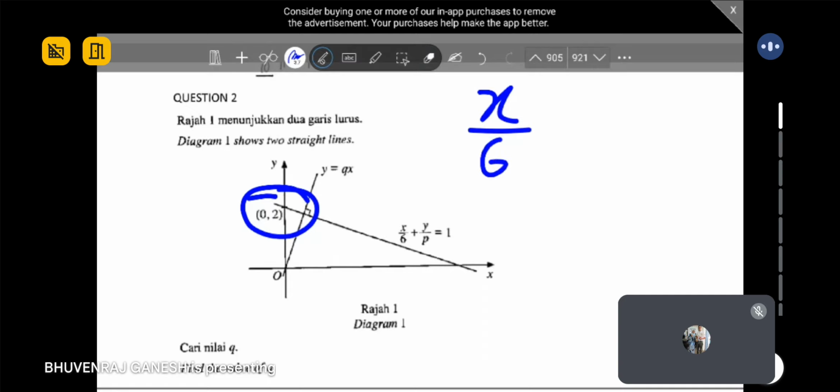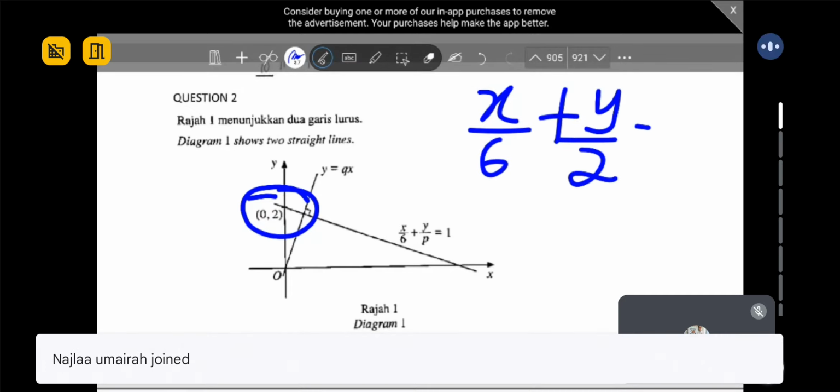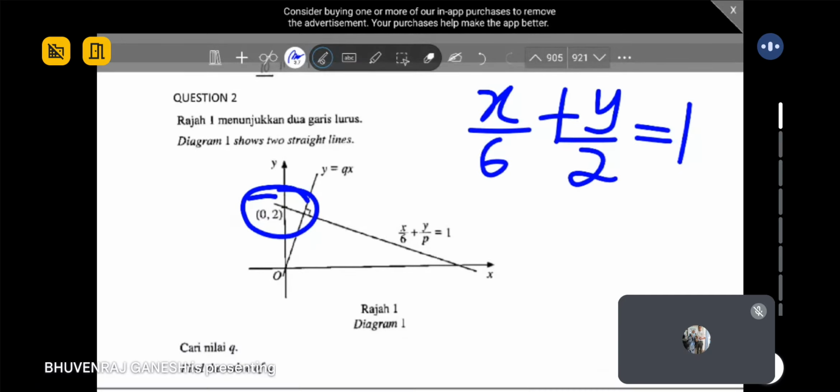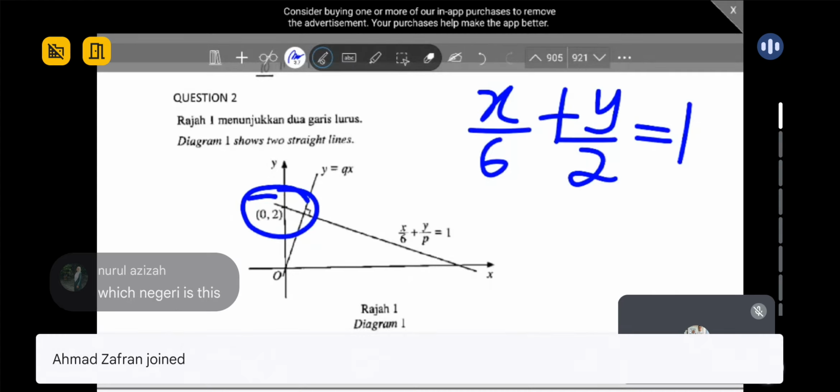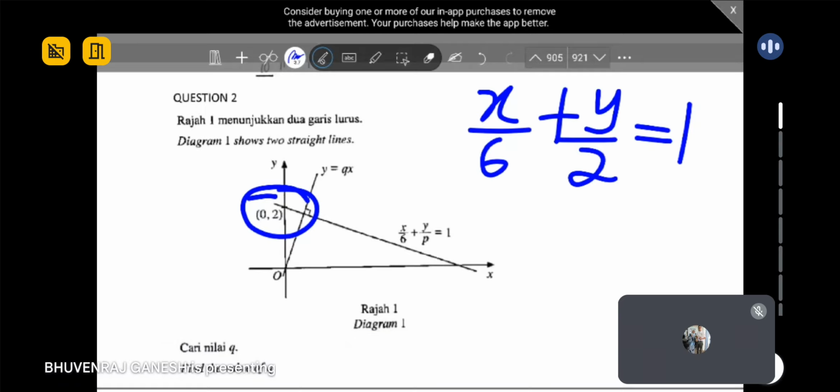Okay, kamu boleh tukar persamaan ni. So guys, how do we change it? We combine the equation. Guys, soalan sebenar SPM 2023 Add Maths.